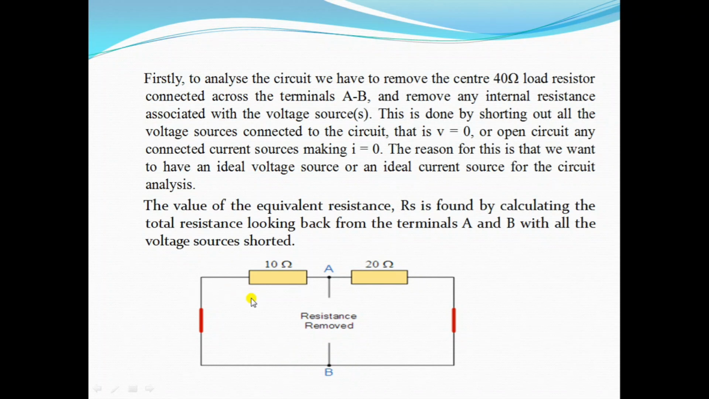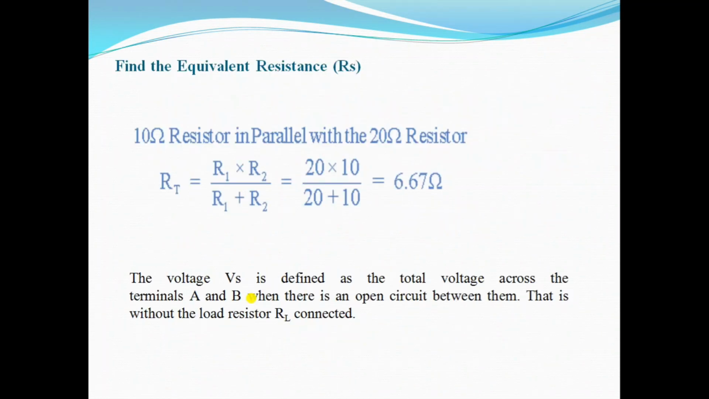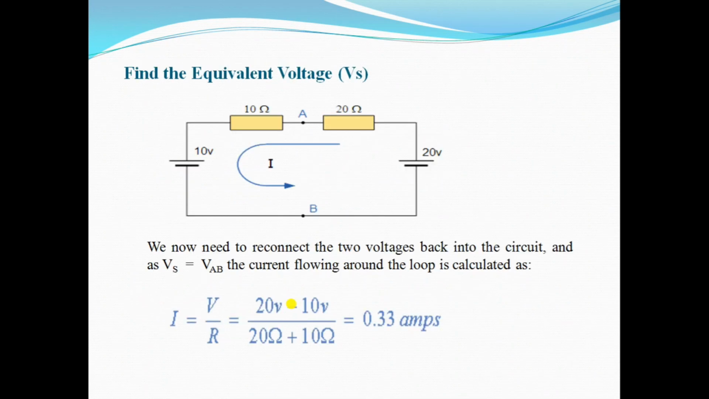Then we find the RT value. We got the RT value as 6.67 ohms. The second step is to replace the voltage sources, that is, on the LHS side the 10 volt, and on the RHS side the 20 volt.